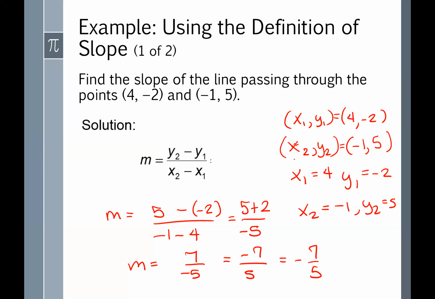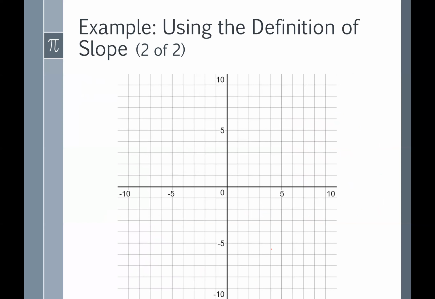Well, what does this mean? Depending on which one of these versions you use, it tells us what happens from one point to the next. So we're going to go over to our coordinate plane and quickly graph these 2 points and look at what happens with the slope. Okay, so I'm going to graph 4, -2. That was my first point. 4, -2 is right there.